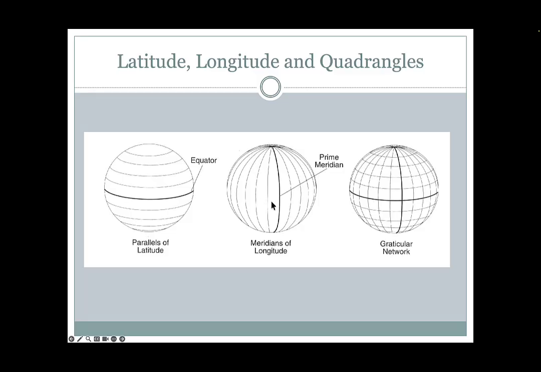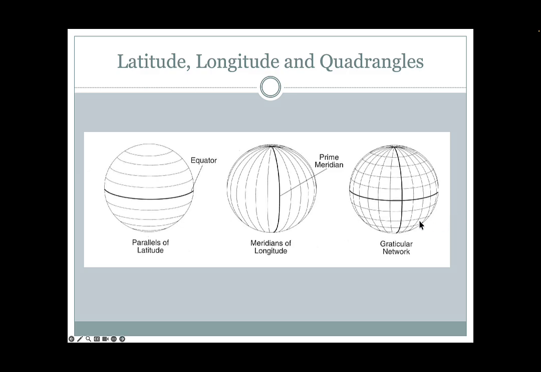And instead of plus or minus 90 for longitude, these have to go all the way around the globe. So they go starting at 0 at the prime meridian here, which goes through Greenwich, England, to plus 180 and minus 180. And sometimes when we show both those things on a globe at the same time, we call that the graticule or the graticular network.